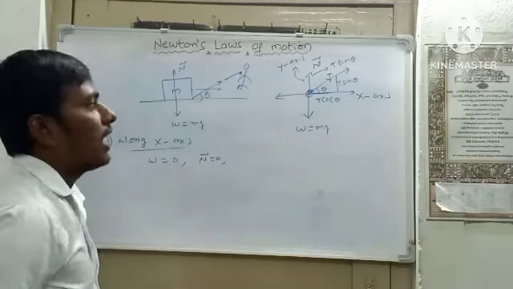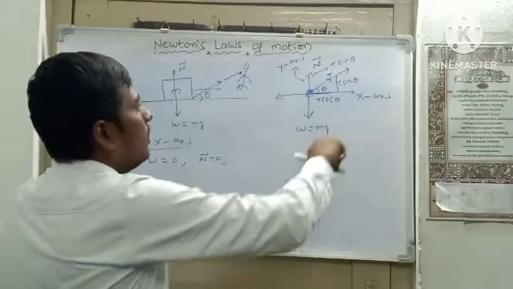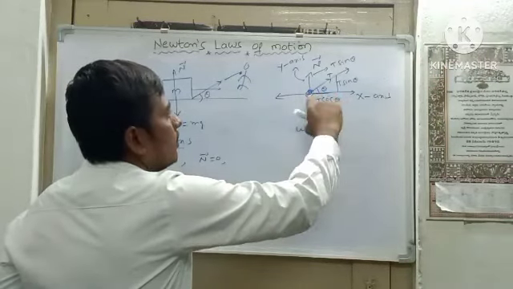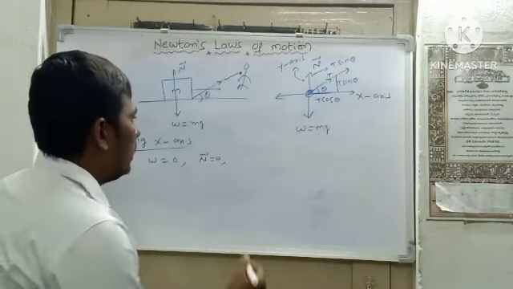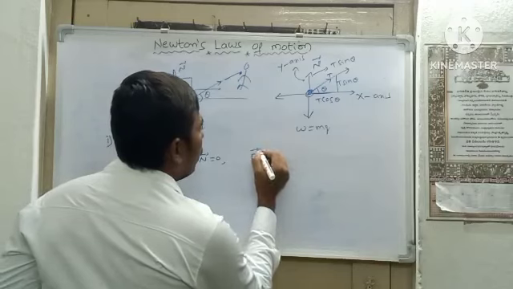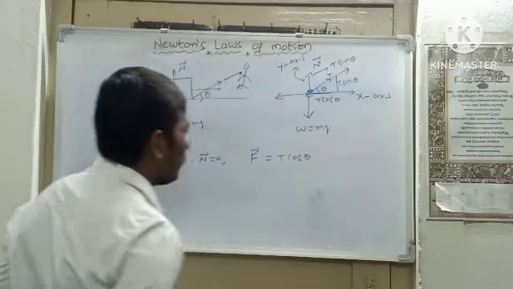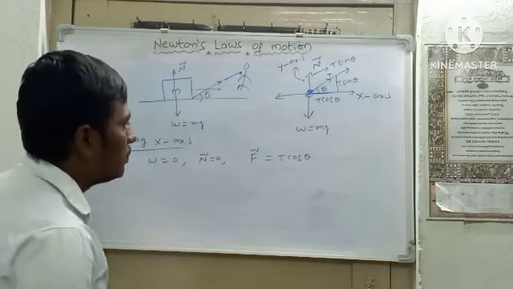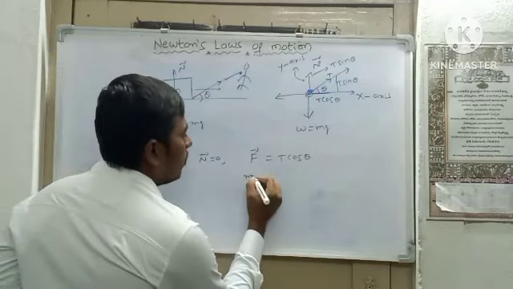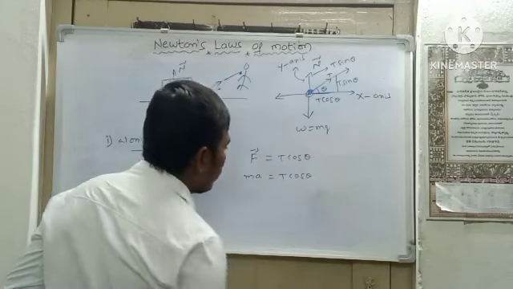But one force acting along the x-axis, that is the T cos theta. Along the x-axis, what will the force T cos theta? Force F is equal to T cos theta is working. Here by using Newton's second law, what is the force? Force F is equal to mass into acceleration equal to T cos theta.